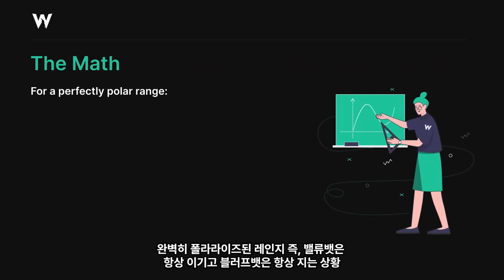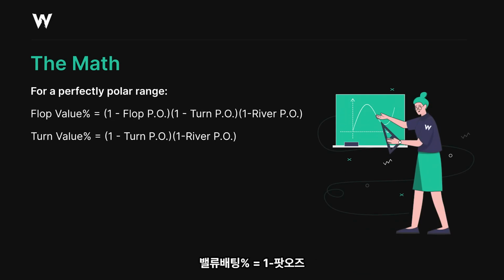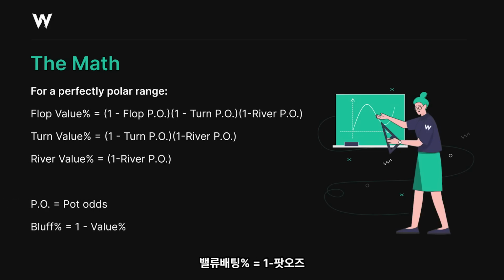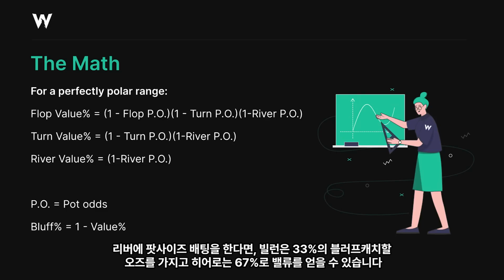So for a perfectly polarized range, that is to say, value bets always win, bluffs always lose, the value betting percentage is just 1 minus the product of the pot odds. So for example, in the river, 1 minus the river pot odds is equal to the amount of value you should have, right? If you bet pot on the river, you're laying pot odds that dictate 33% bluffs and therefore 2/3 value. And so you can multiply it out.